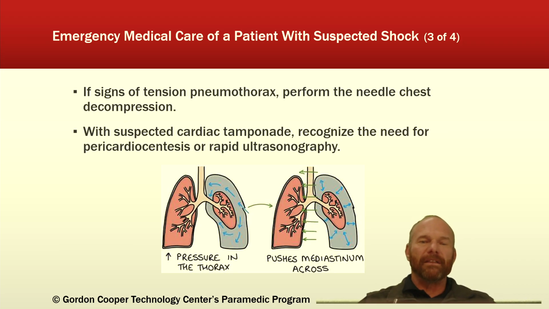So, talking about those emergency interventions for shock, we're still talking about emergency medical care of a patient with suspected shock. So patients with maybe a tension pneumo, if they have signs of that present, we want to perform a needle decompression, and then maybe a suspected cardiac tamponade. We need to recognize the need for rapid transport to the emergency department for a pericardiocentesis or even just a rapid ultrasound. We want to always follow our ALS protocols regarding these interventions.